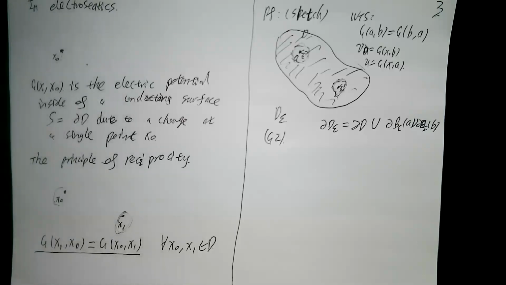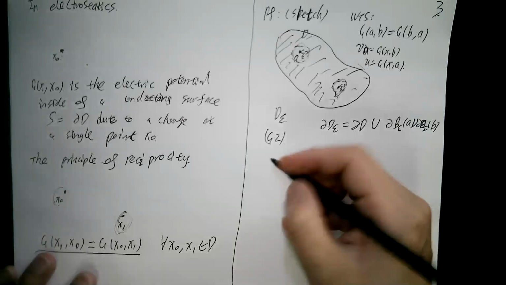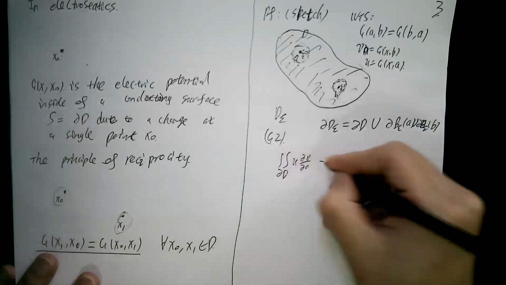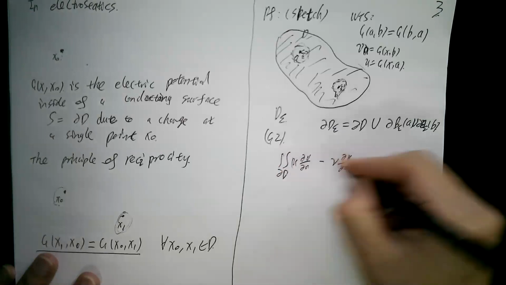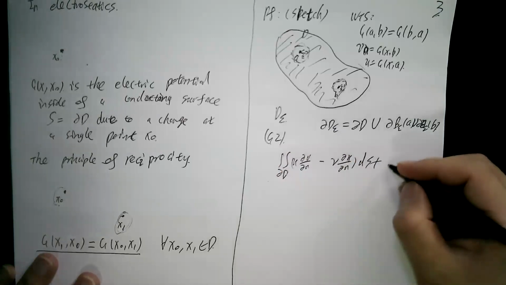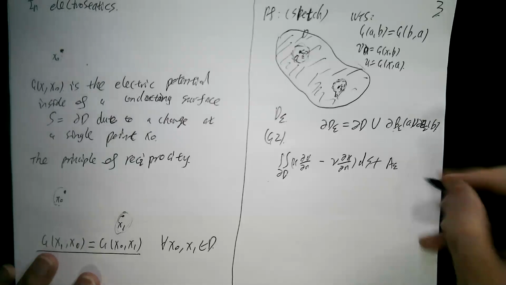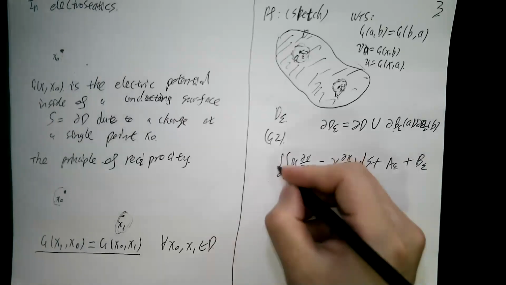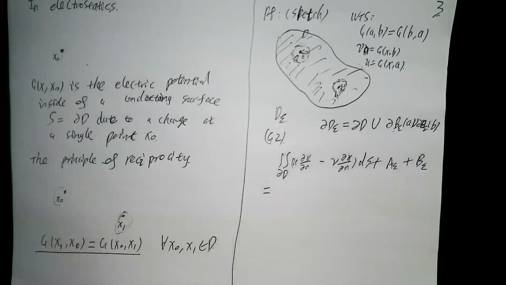Then by Green's second formula, what you will have is the boundary integral of u partial v partial n minus v partial u partial n, plus the same part on the boundary of B epsilon A, and the corresponding part on the boundary of B epsilon B, equals the spatial integral on D epsilon of u Laplacian v minus v Laplacian u, which is 0. Is that clear?